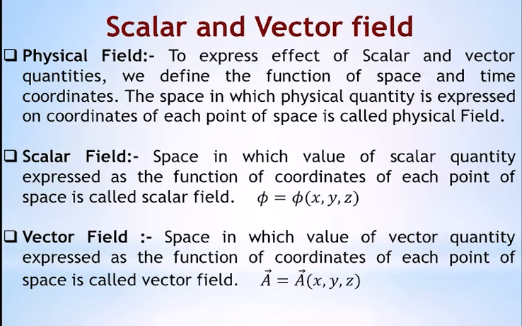So we can understand this physical field by one example. Like we have one object in any space, right? If we need information about any particle in space, we need some coordinates. So for that quantity we need some coordinates. That coordinate is known as the physical field for the particle.